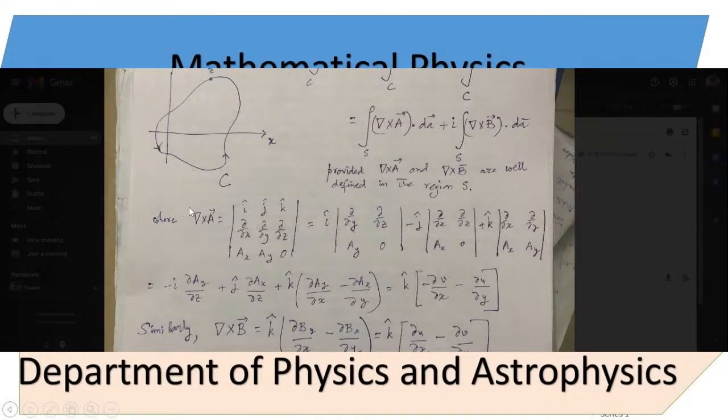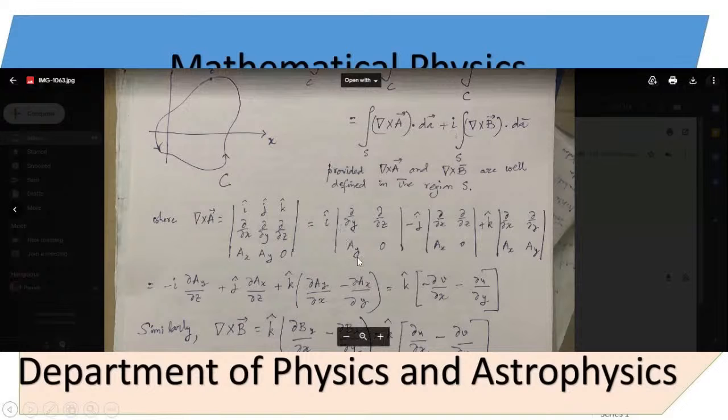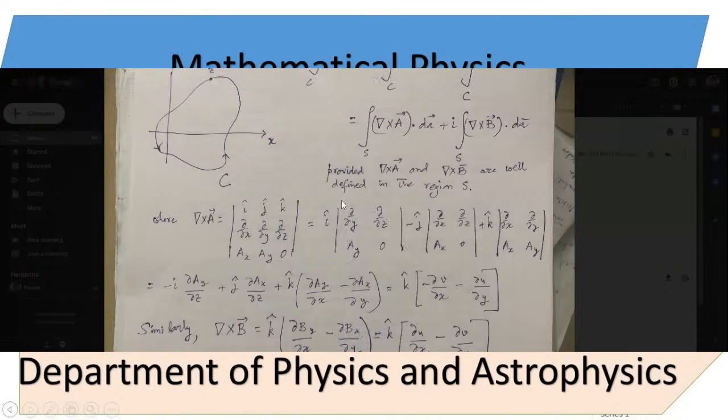And how do we take the curl of A? Curl of A is simply the cross product, taking the determinant of i, j, k; del by del x, del by del y, del by del z; Ax, Ay, and 0. And you can immediately see, because A and B depend upon only x and y, there is no z dependence. And therefore, the only term of curl of A that will survive is the z component.